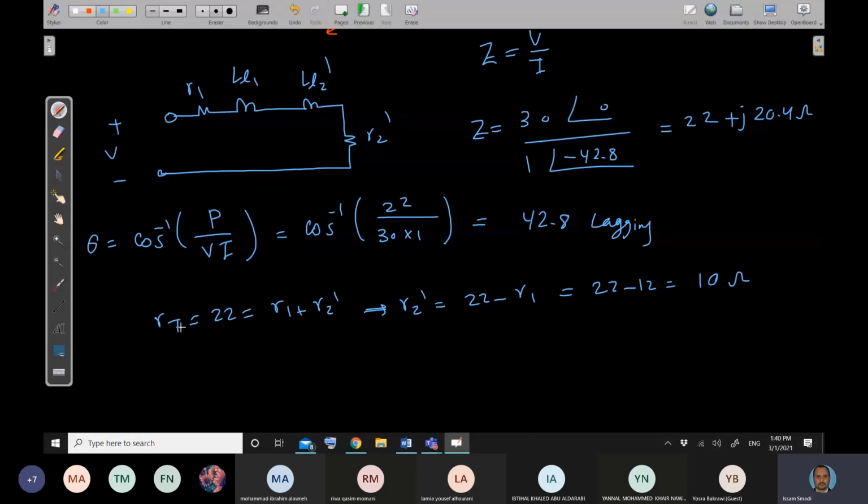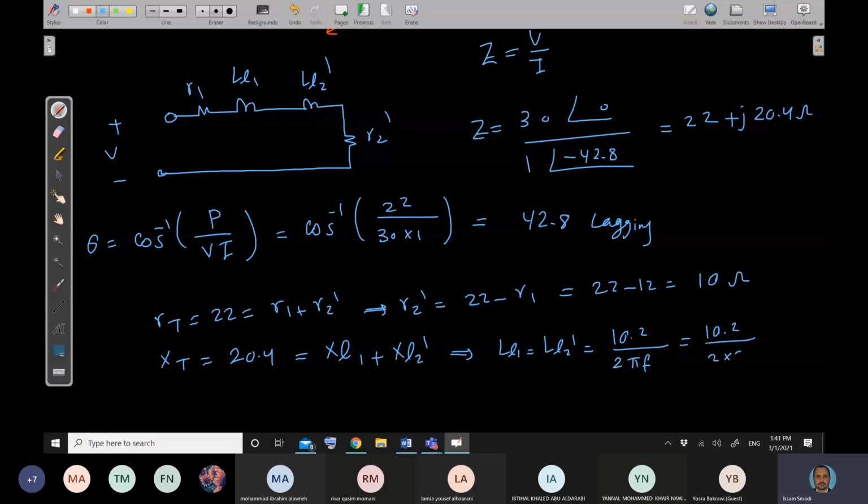Now in this case, the X total is equal to 20.4, and this will equal the XL1 plus XL2 dash. Because by assumption we assume that XL1 is equal to XL2 dash, this means that LL1, which will equal LL2 dash, will equal 10.2 over omega, and omega is 2 pi f. So this will be 10.2 over 2 multiplied by pi multiplied by 60 hertz. So I can calculate it. If I calculate, this will equal 27.1 millihenry.